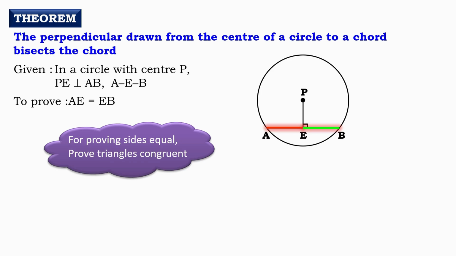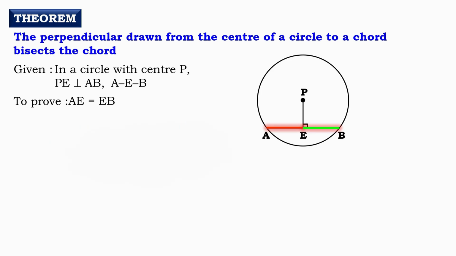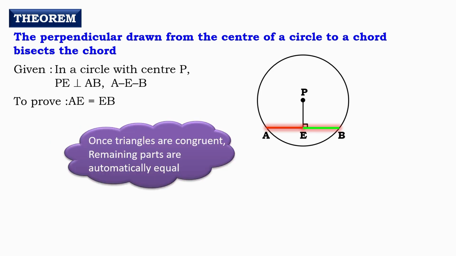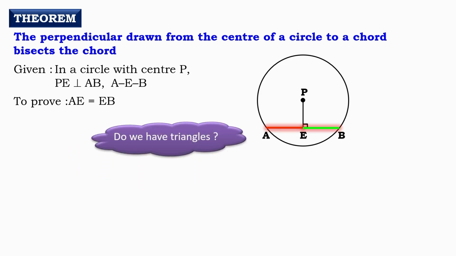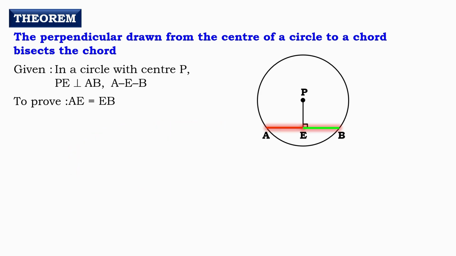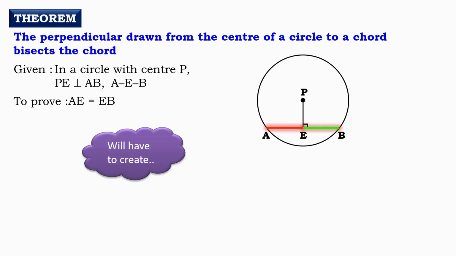Now for proving these sides equal, first we need to prove the triangles congruent. Now here, can we see any triangles? Once triangles are congruent, then we can easily prove that the remaining parts will automatically be equal, right? So first we need to find the triangles over here. Do we have any triangles? There are no triangles formed, right? So first we need to create them.